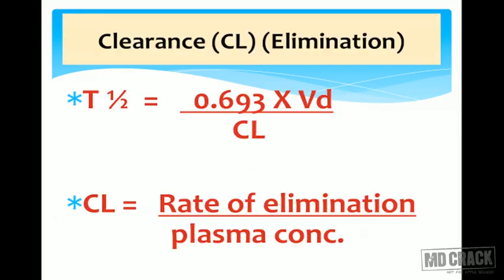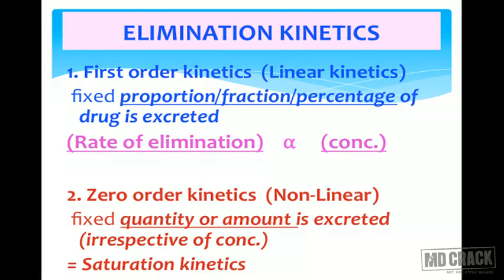So that's a kind of slow redistribution. I think we already discussed the formula. Half-life is equal to 0.693 multiplied by volume of distribution divided by clearance. And what is clearance? What is elimination? It is the rate of elimination divided by the plasma concentration.